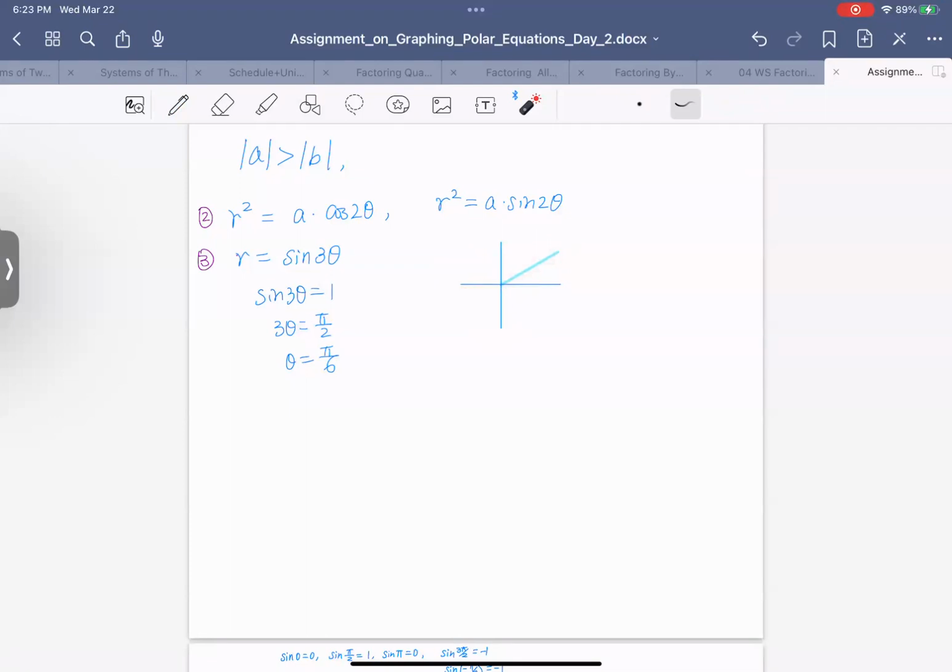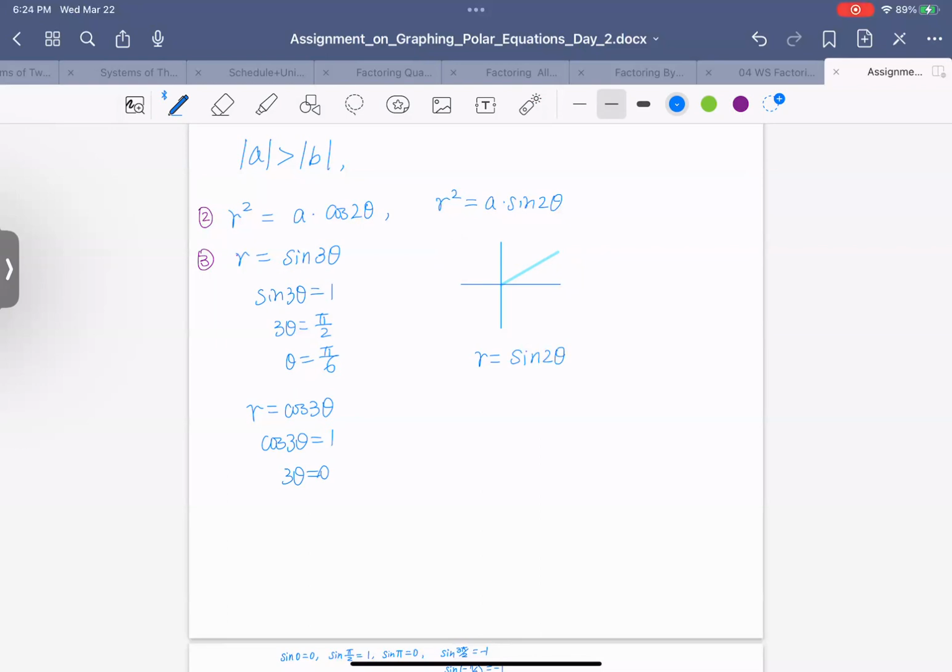And if I say R equals cosine 3 theta, that's even easier because you make cosine 3 theta equal to 1, so 3 theta equals 0. So your first rose petal is here, and then you will have the other 2 there. Makes sense?